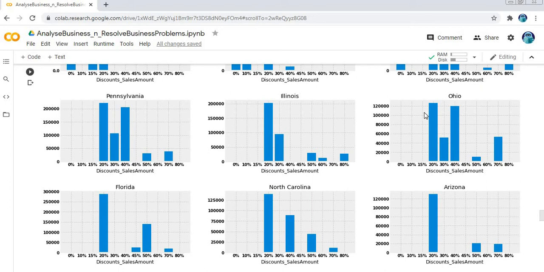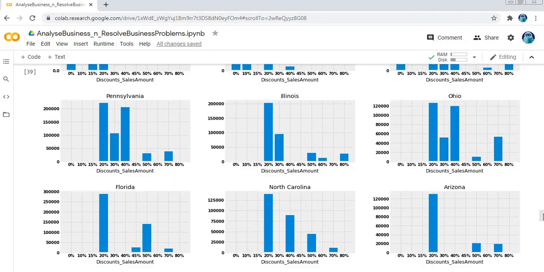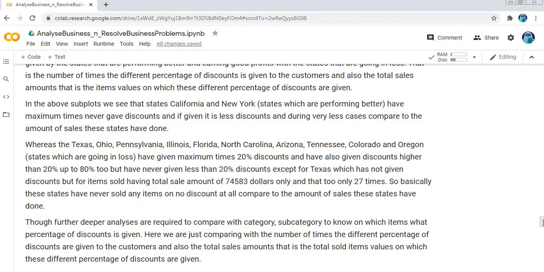As we move forward, Pennsylvania, Illinois, Ohio are also giving a higher percentage of discount on items, up to a total amount sold of 2 lakhs, and as you can see, it is going more than 1,20,000. It has given a 20% discount. So what we understand through this graph is that none of these states are going into loss except Texas has given discount on.